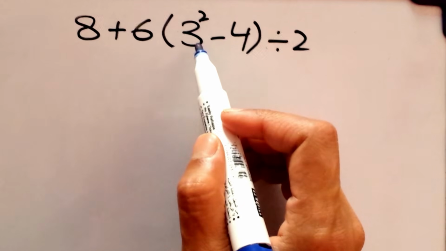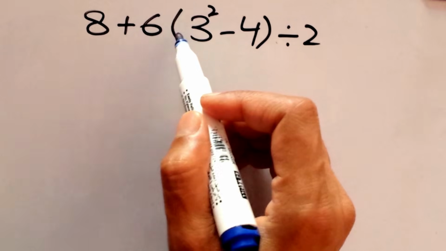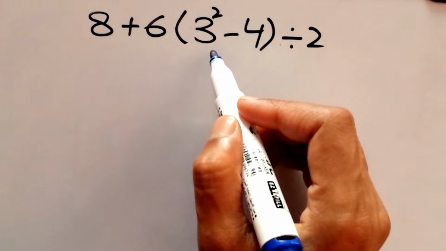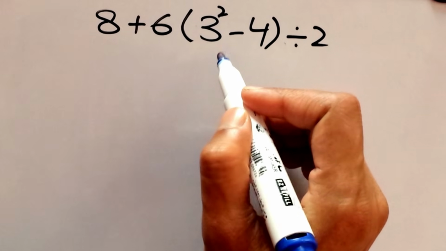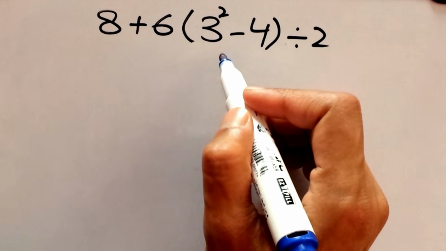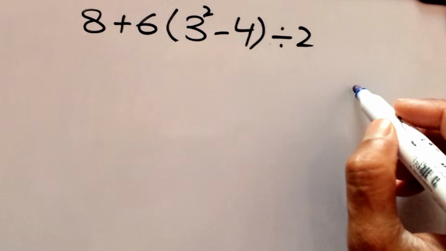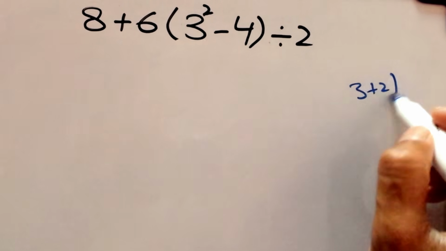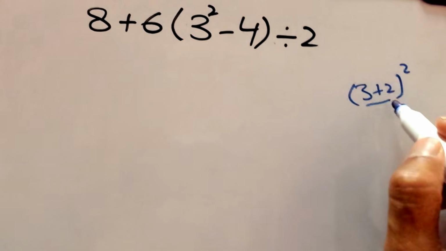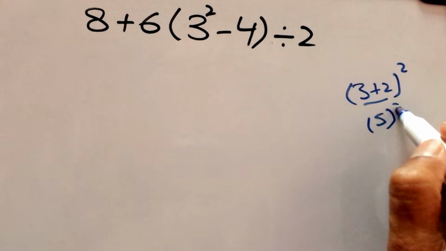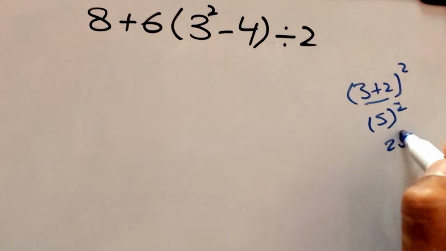Here: 8 plus 6 and 3 squared minus 4, divided by 2. Okay, first of all, inside the parentheses, 3 squared. If an exponent is outside parentheses, you solve it after simplifying everything inside the parentheses first. Example, 3 plus 2 whole squared, right? So parentheses first, 5, right? Step two, exponent, 5 squared, 25.